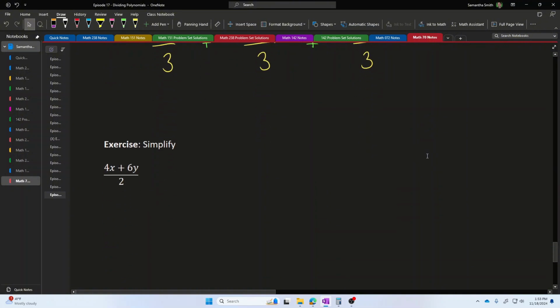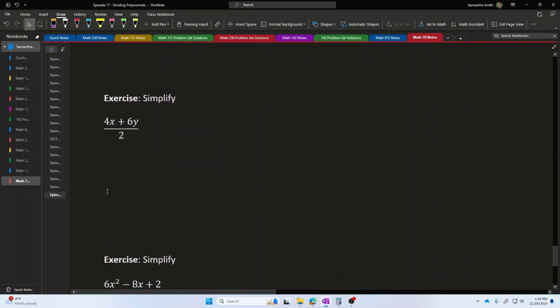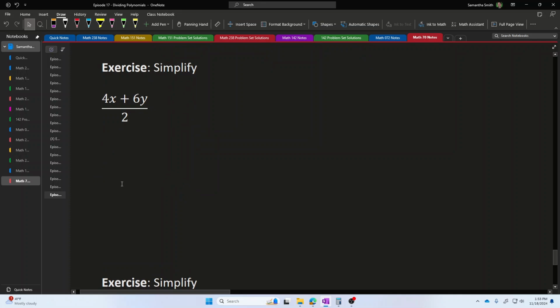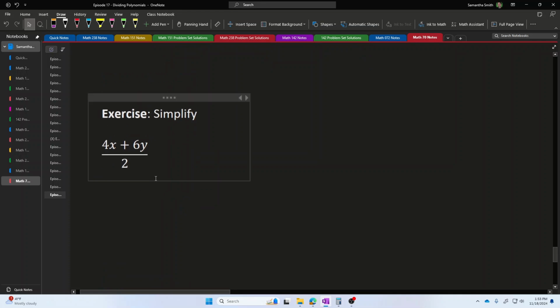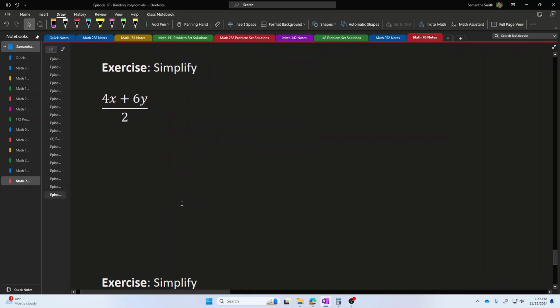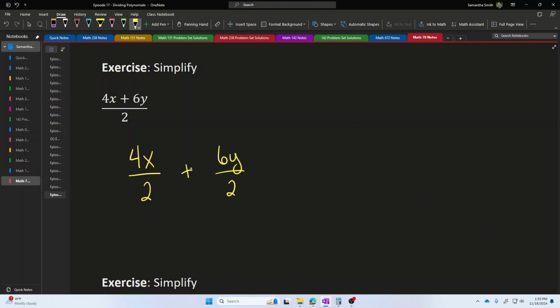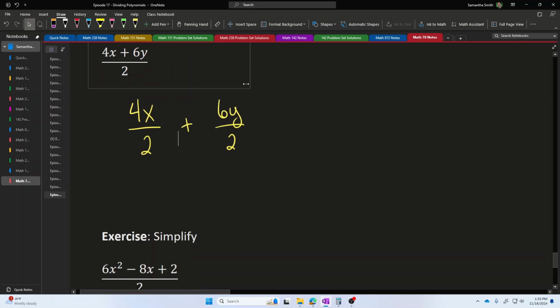For example, if someone says to me, simplify 4x plus 6y all over 2. What I'm going to do to simplify this expression is I'm going to split up this numerator, and I'm going to split it as 4x over 2 and separately 6y over 2.